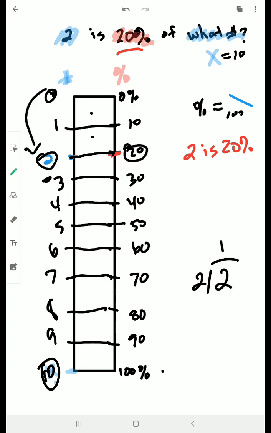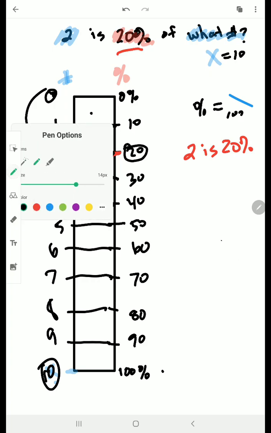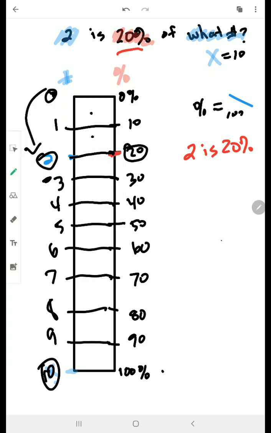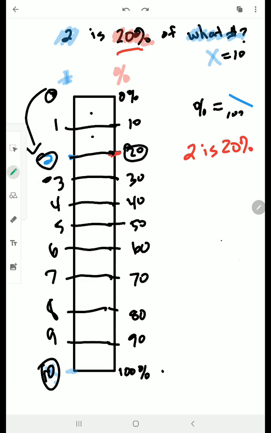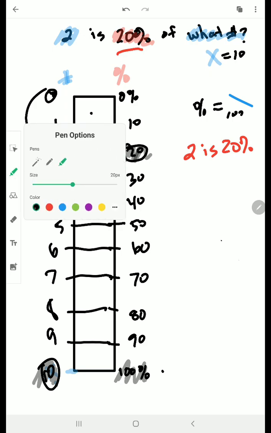So if you like the visual model, great. I think it's very helpful. But I do want to show you another way of doing this, and I'm going to switch to the highlighter here. And I want to remind you of what we knew. We knew this 2. Sorry about that, I did not switch to the highlighter. We knew this 20. We knew we were looking for x, and we know the percent always means out of 100. So how do we set that up?